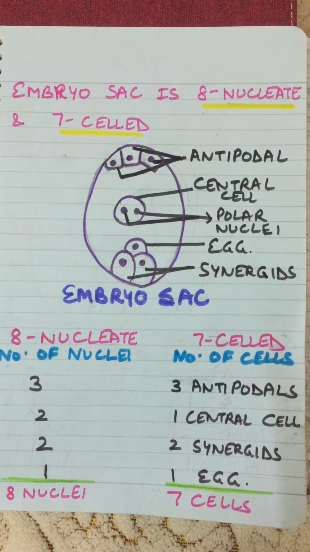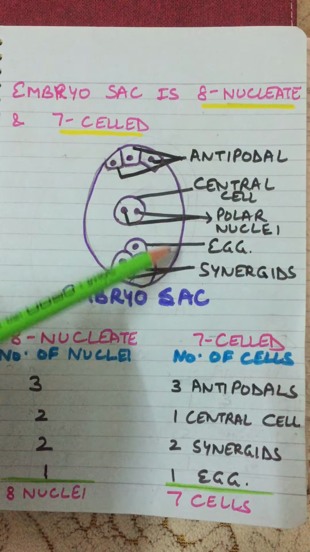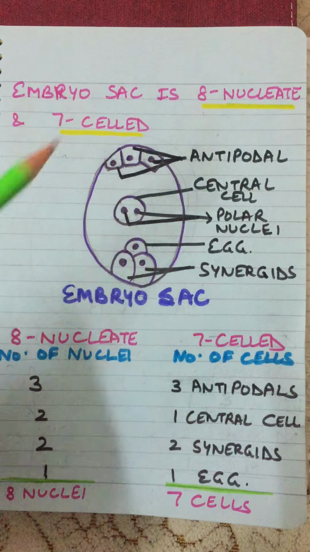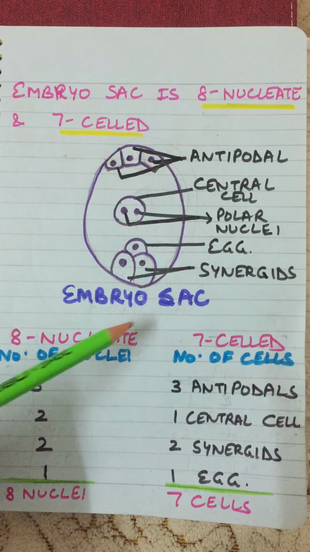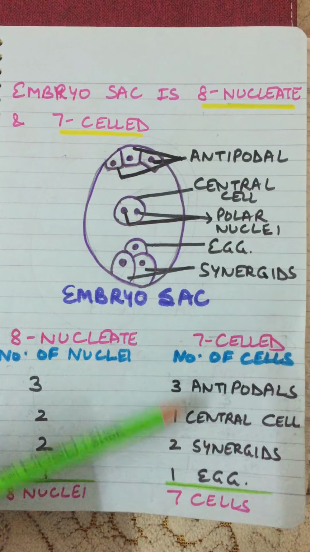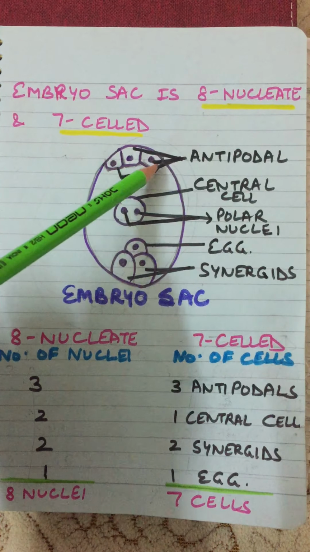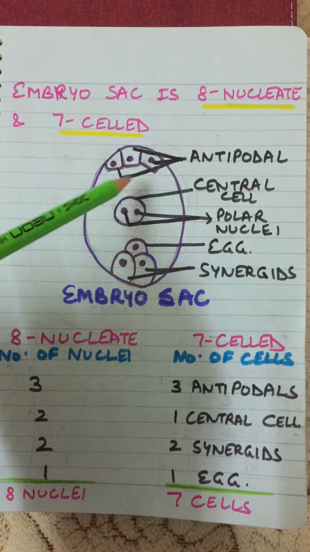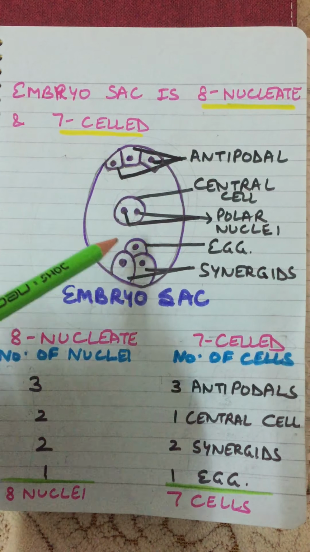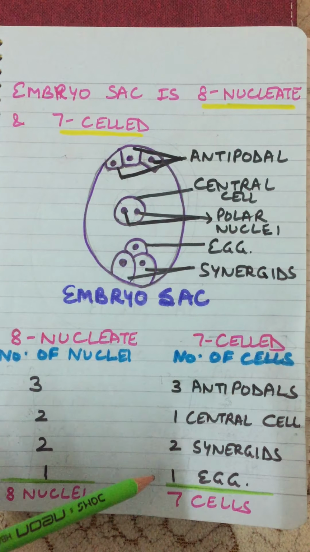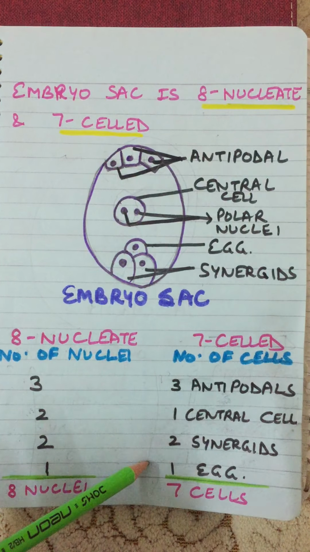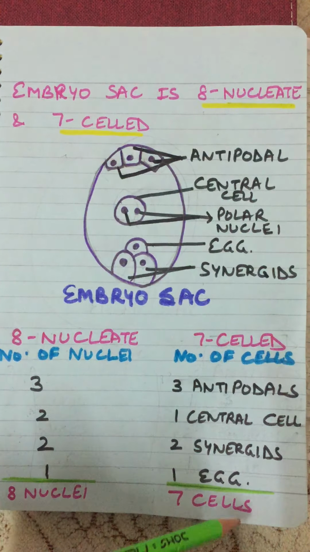If we count the number of nuclei and the number of cells in an embryo sac, we will see that the embryo sac is 8 nucleate and 7 celled. How? Let's count the number of cells in an embryo sac. There are 3 antipodal cells, 1 central cell, 2 synergids, 1 egg. So the total comes out to be 7 cells.